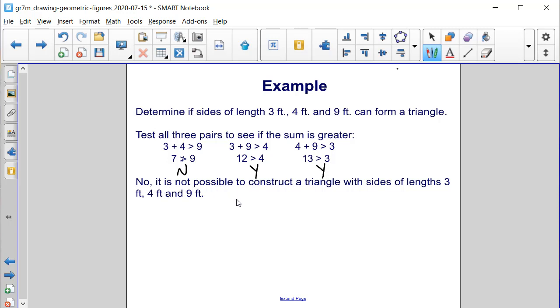It is not possible to construct a triangle with sides of length 3 feet, 4 feet, and 9 feet, because as we saw in the example, if I had something that was 3, this is 9, and this is 4, these two would come together and I would get this amount. Here would be the 4. And then this amount here would be the 3, and you only get 7, so there's an extra space in the middle. So again, the answer here is no.